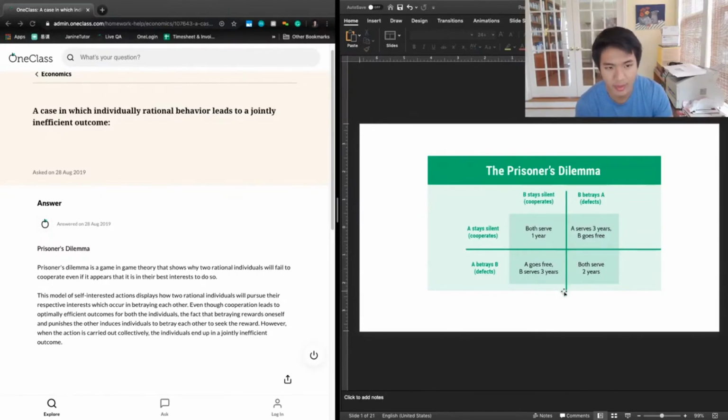The idea is that the optimal solution, if they were able to communicate, would be for both of them to cooperate, and then they would both serve 1 year. So let's look at the Nash equilibrium for what is going to happen in the prisoner's dilemma.